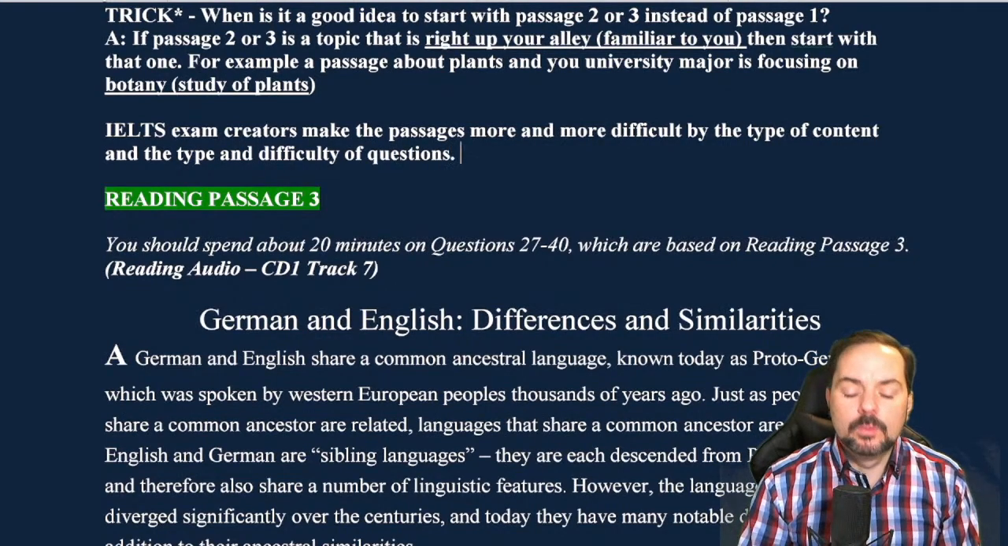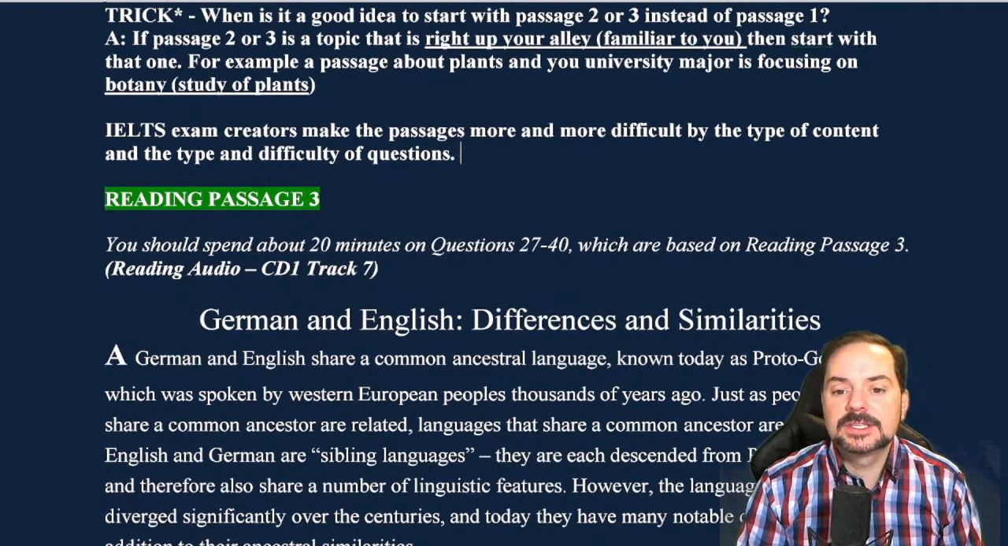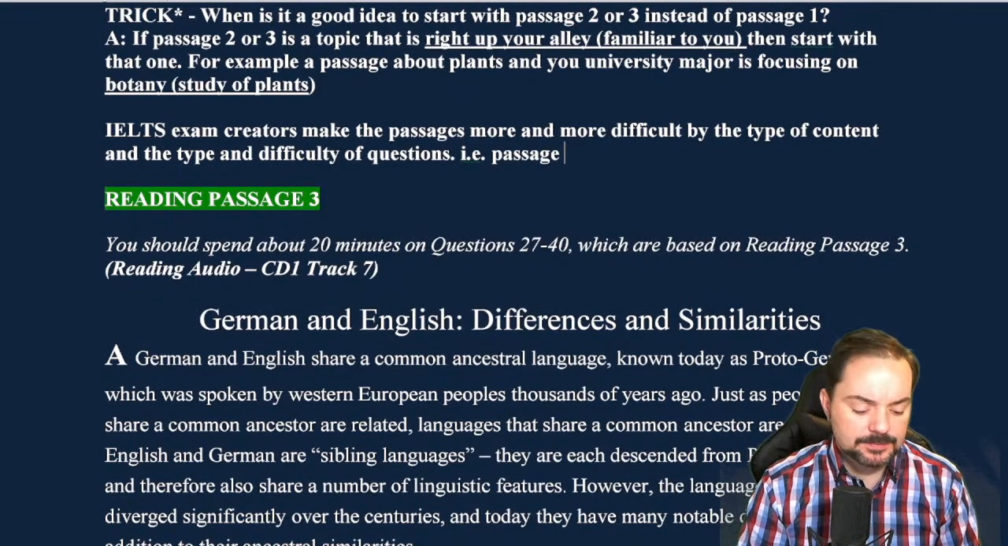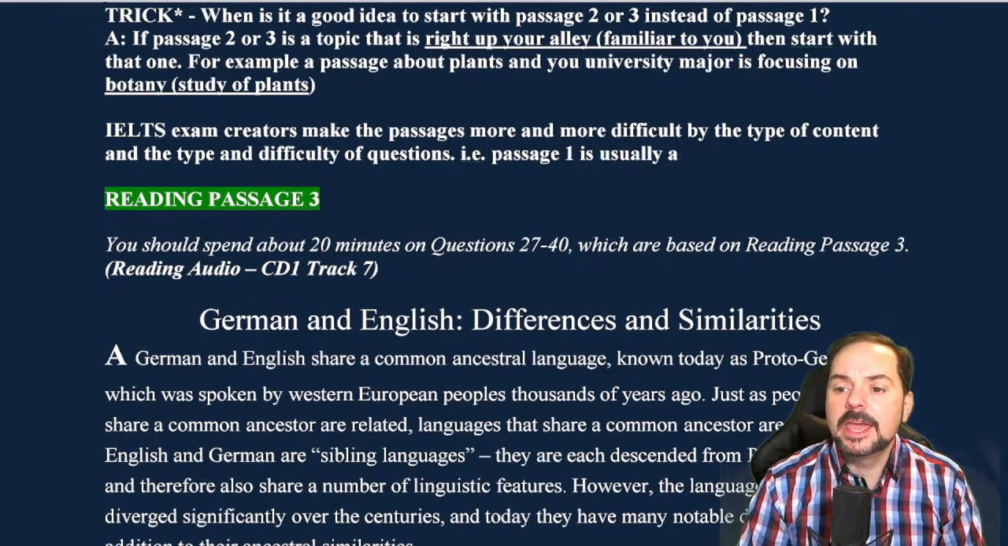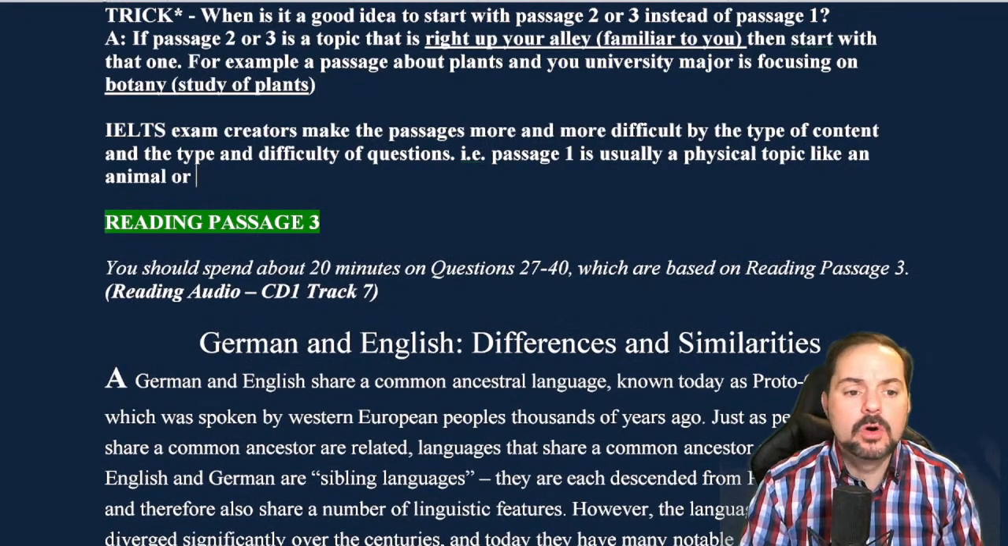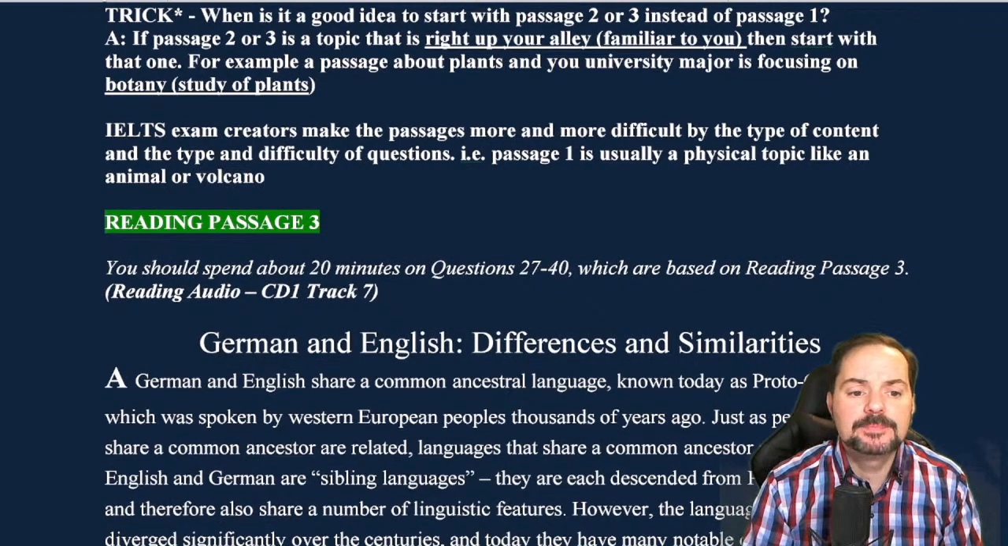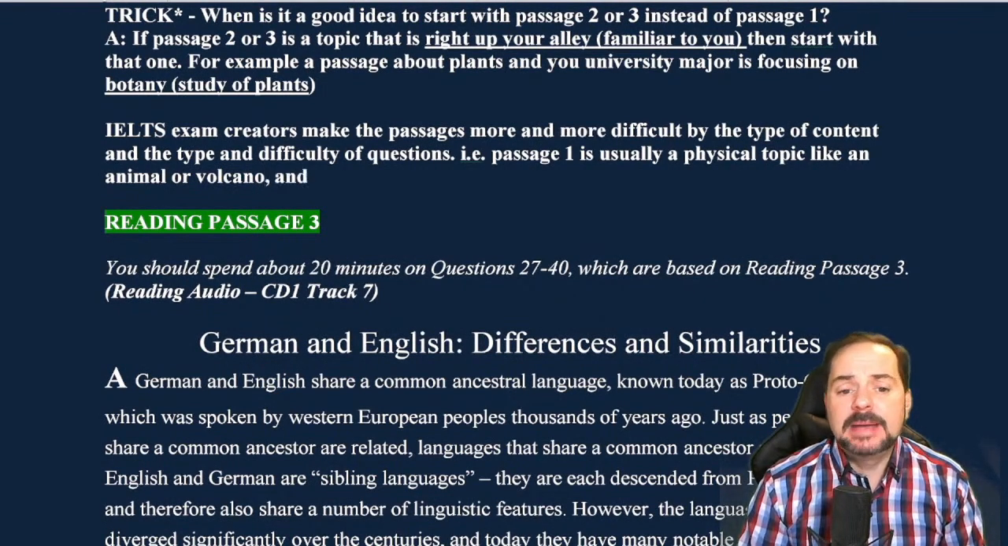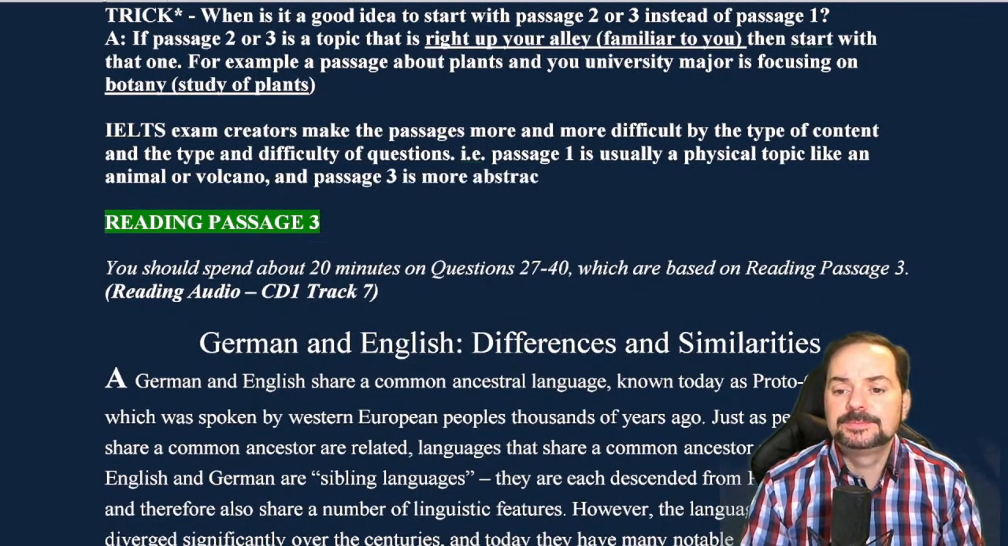Okay, so what I mean by this is passage 1 is usually a physical topic, like an animal or a volcano, okay? And passage 3 is more abstract, okay? Not physical.